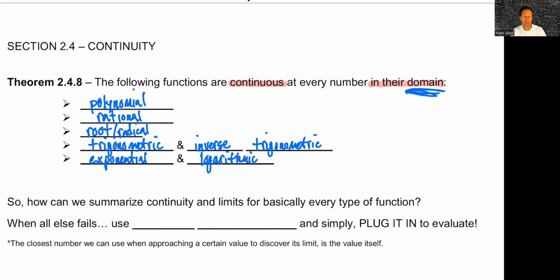That's it for this section. The only thing I want to leave you with one more time is, if you're not sure about continuity and limits, when all else fails, we're going to use direct substitution to find those limits and make sure that we can either find the limit or use that process for the 3 steps that we need to check for continuity.